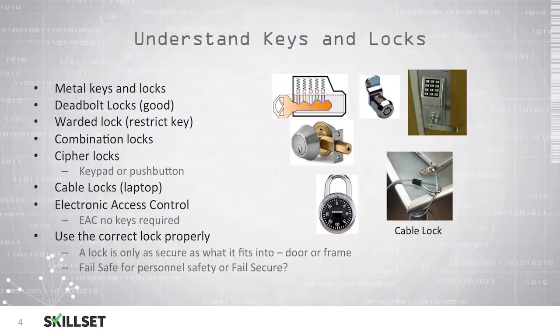We can use metal keys and locks, deadbolt locks, which are good, warded locks, which have restricted keys that are harder to copy, combination locks, which can be unlocked with a combination, cipher locks, which use either a keypad or push-button lock to control access. Cable locks are very useful for laptops and other electronic devices to prevent individuals from stealing them from the building. You can also use sophisticated electronic access control, which do not require keys. These systems work off of RFID cards or biometrics in order to provide authorized individuals with access into different areas.